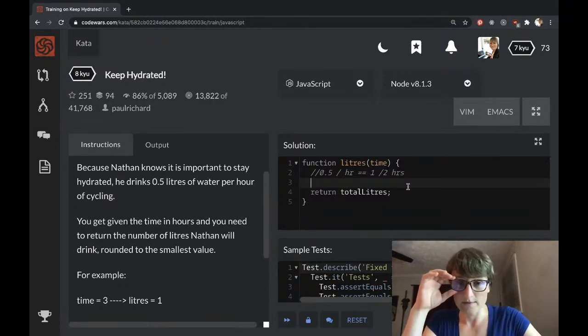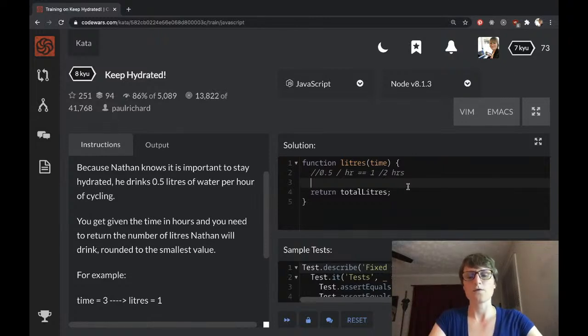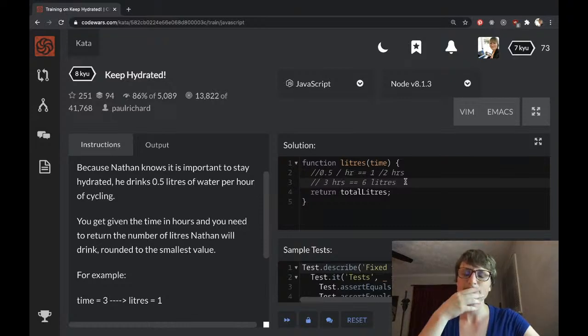I have to remember what I'm doing now. Okay, so I'm gonna have time. So for example, 3 hours. I'm just gonna say an example. 3 hours is gonna return 6 liters. That's an interesting way of spelling too. I think that's the European spelling or something. Because I would spell it like this. And now I'm just distracting myself some more.